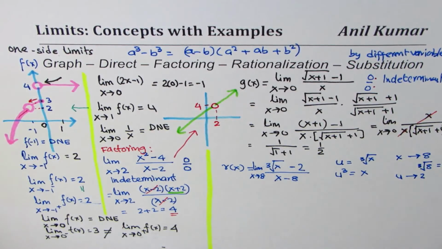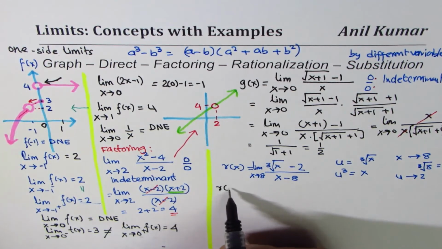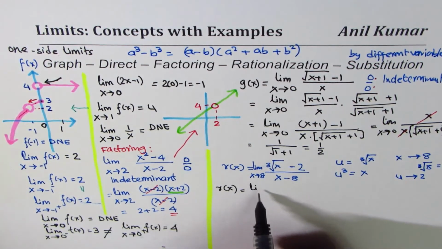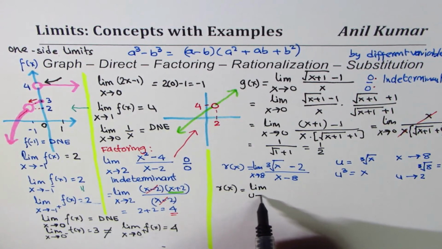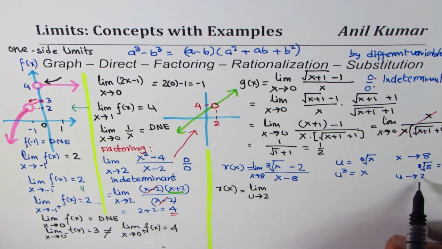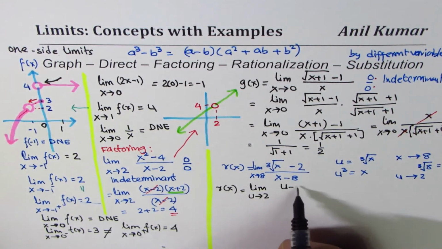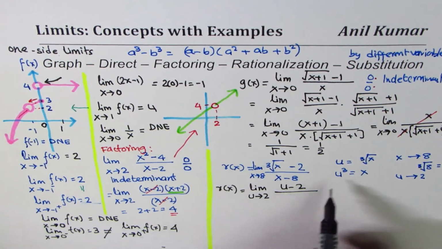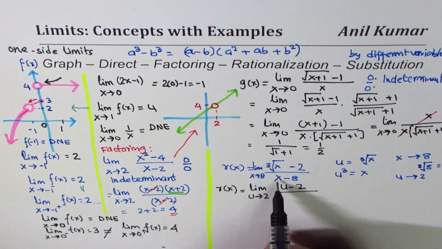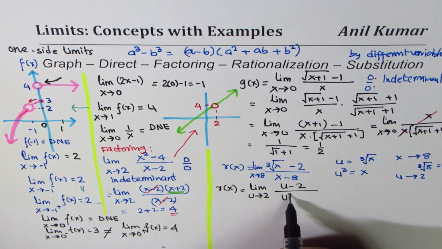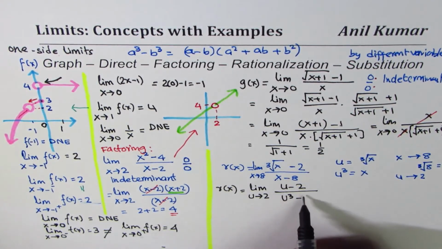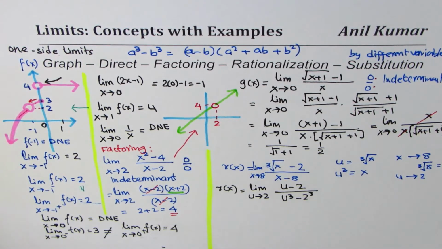2. Perfect. So keeping that in mind, we can rewrite our function r of x as the limit as u approaches 2, right? Instead of x approaching 8, u approaches 2. And the cube root of x can be written as u. So we have u minus 2 in the numerator, and u cubed for x, so we have u cubed. Let me write 8 as 2 cubed just to show you that we have a difference of cubes.